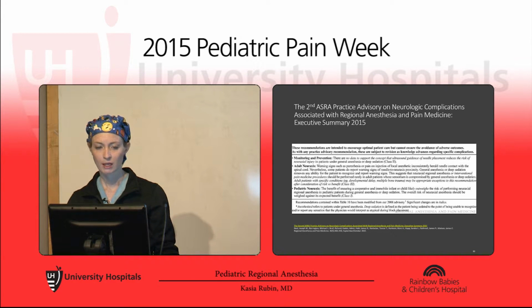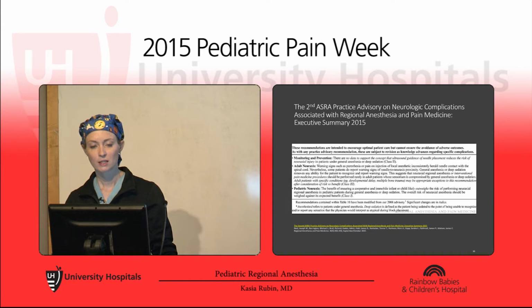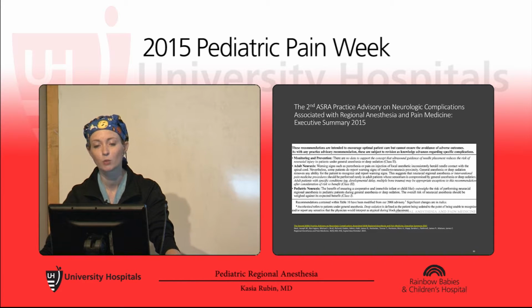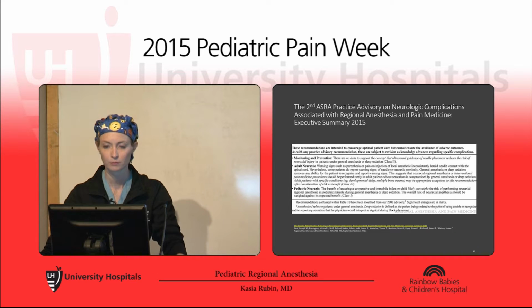Because on the adult side, again, neuraxial regional anesthesia or interventional pain procedures should be performed rarely in adult patients whose sensorium is compromised by general anesthesia or deep sedation.